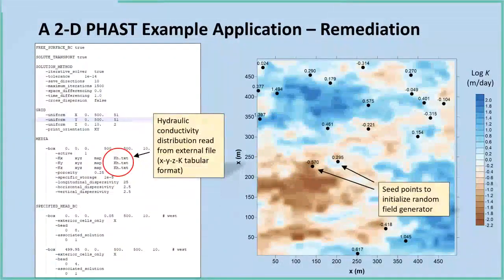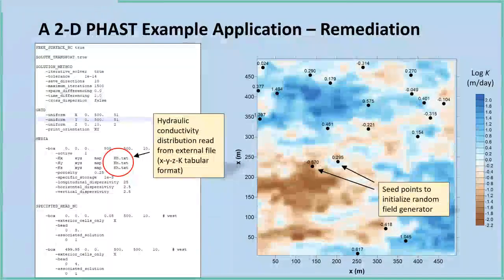Let's have a look at portions of the transport input file first by keyword block. And again, this file is in the class materials in module 8 for you to review at your convenience. The free surface boundary condition is set equal to true in this example because this is an unconfined aquifer.